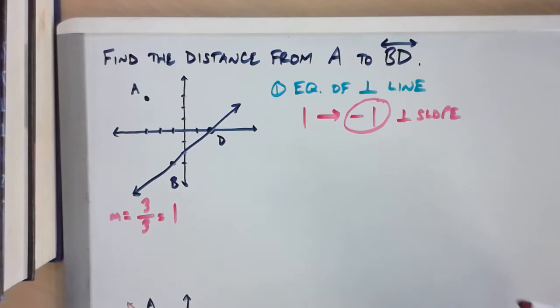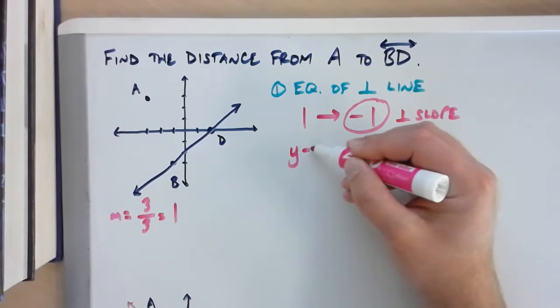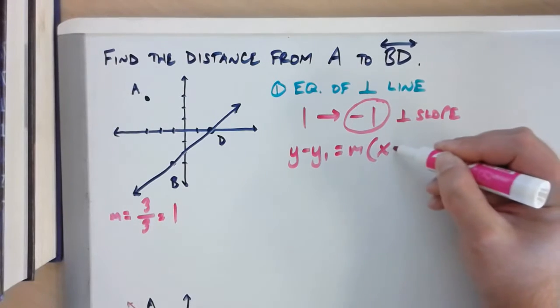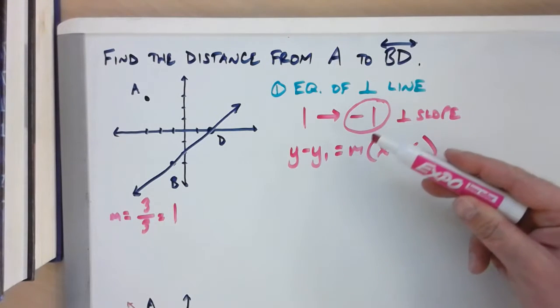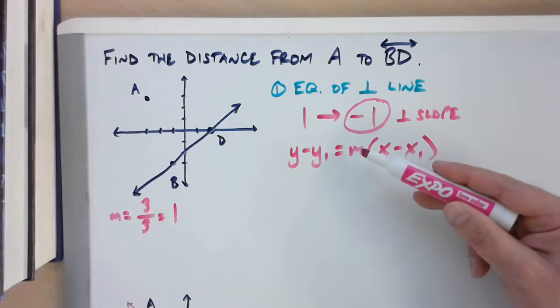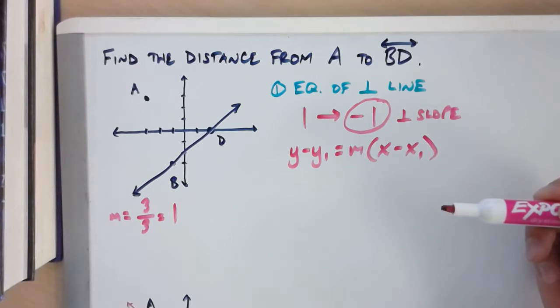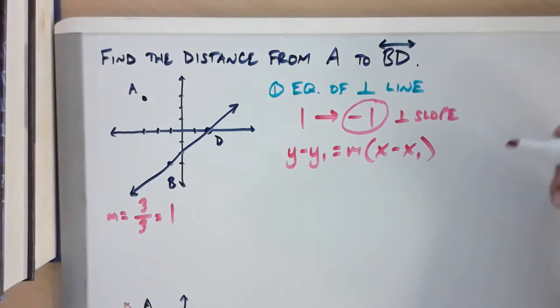I'm actually going to use point-slope form. Point-slope form. So many of you will recognize this formula. Y minus y1 equals m times x minus x1. That's point-slope form. I just found the slope of my new line, so m is going to be -1. But what point am I going to use? What point am I going to be connecting to this line BD? It's point A.